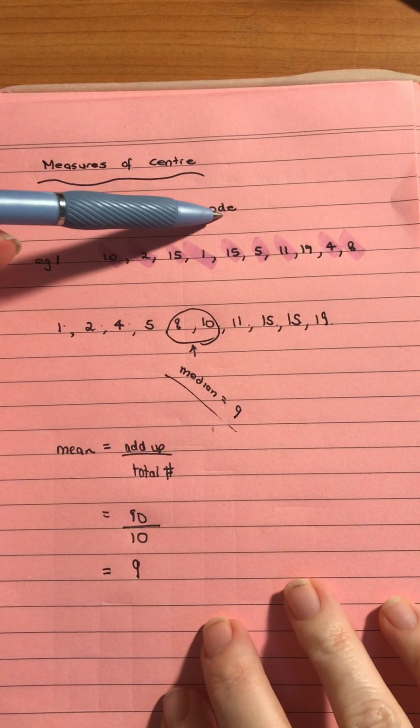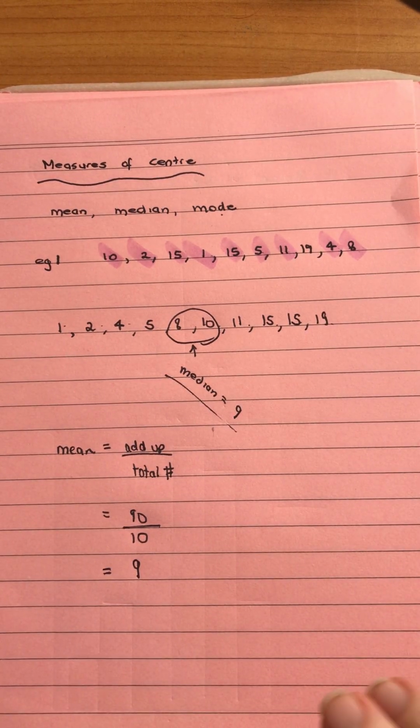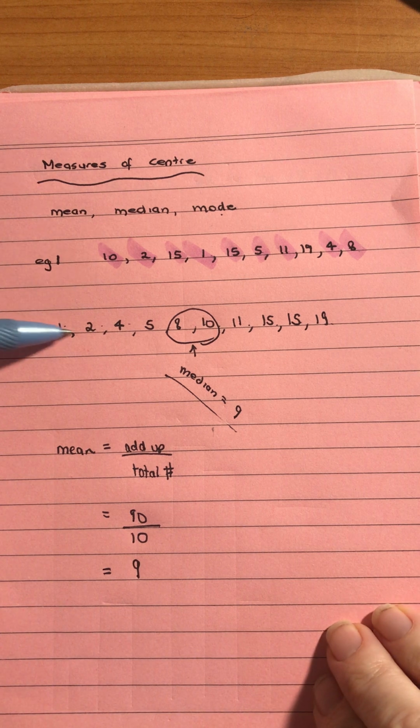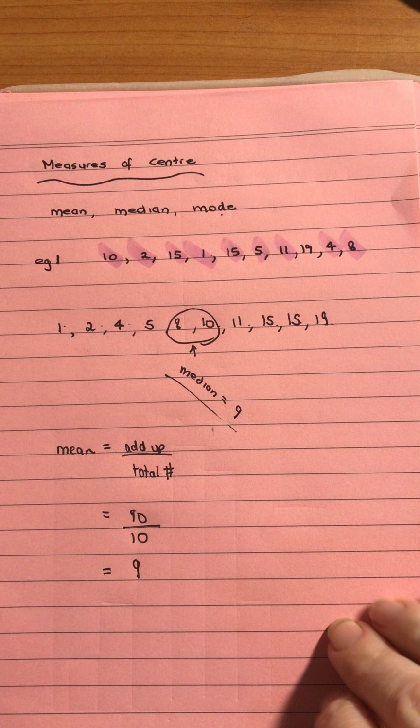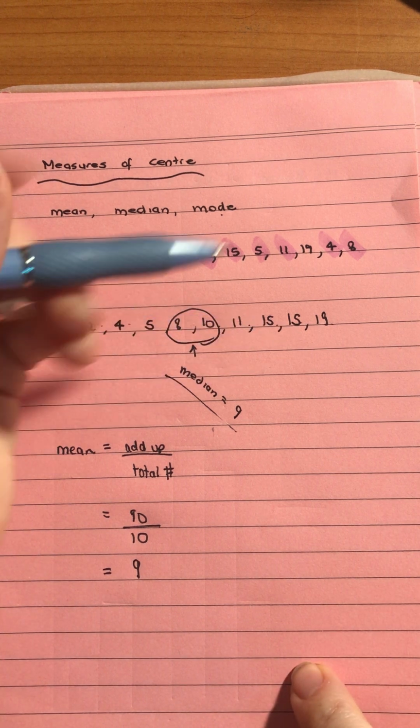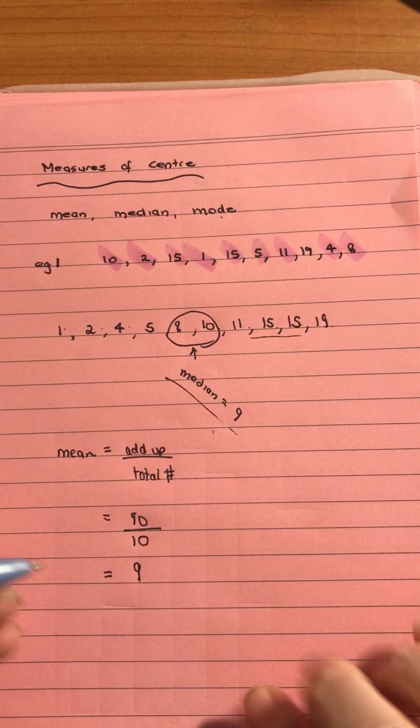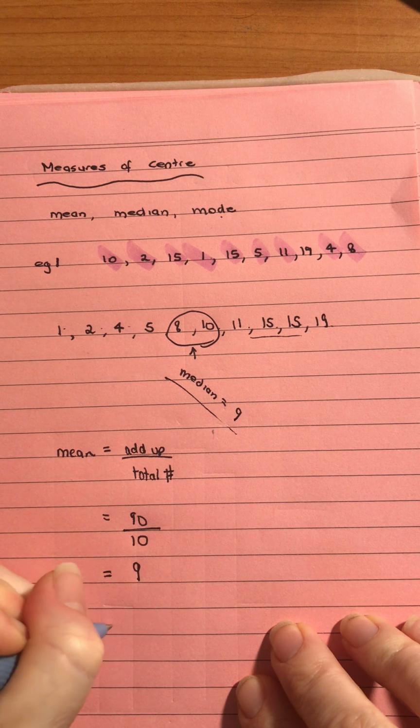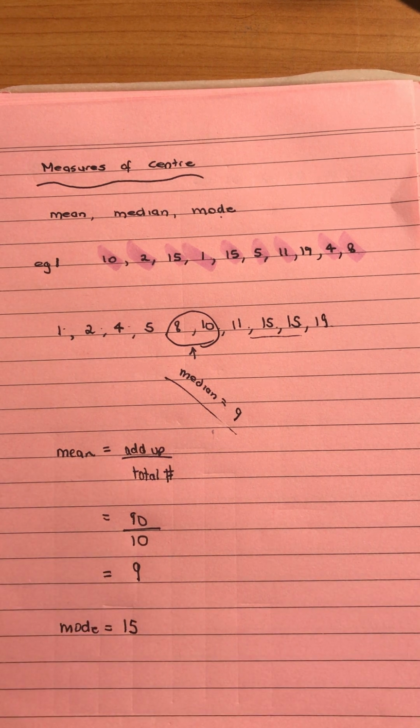Then I want to look at my mode. Now my mode is the one that occurs the most. So when I'm looking at my string of numbers, I'm looking if any occur more than once and then whichever one occurs the most. So in this case, we only have one number that occurs more than once, which is 15. So our mode is equal to 15.